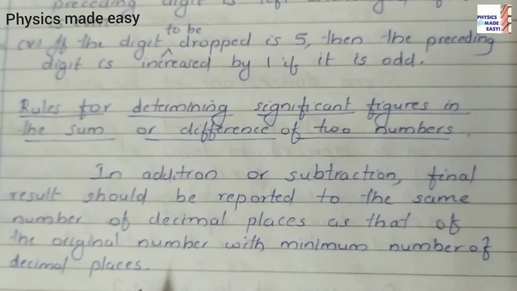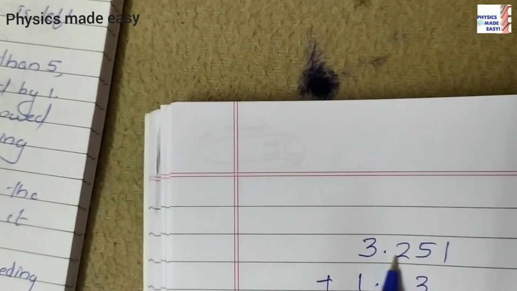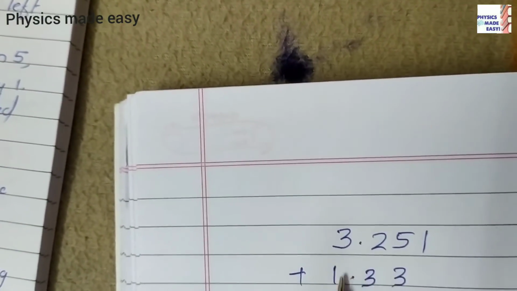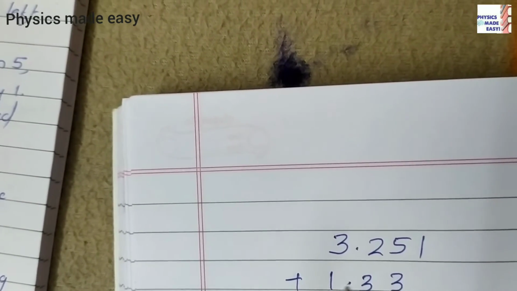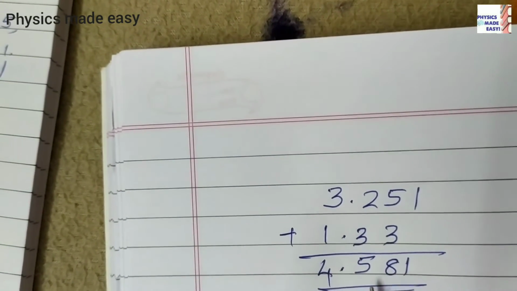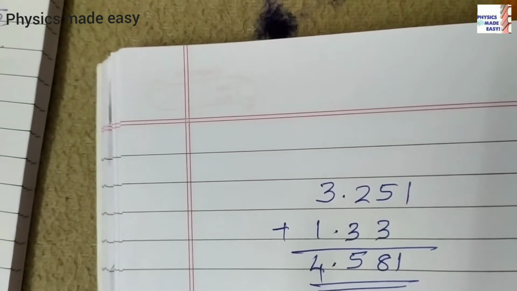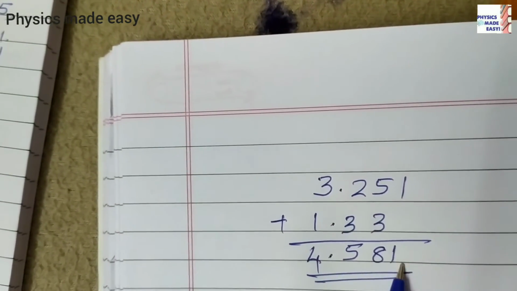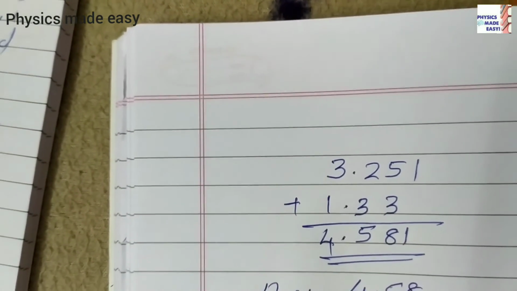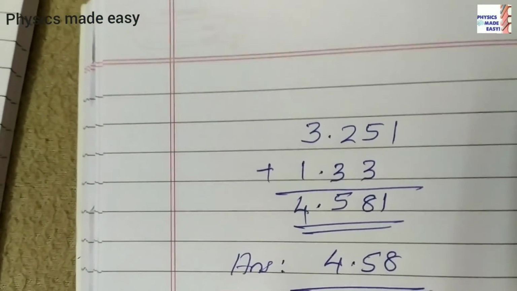If you are adding two numbers, here you can see example 3.251. It has 3 decimal places. 1.33, 2 decimal places there. Now we are adding these two numbers, 3.251 plus 1.33. You can see its answer is 4.581. In our sum, we can see 3 decimal places. But according to our rule, we have to write that answer with 2 decimal places. So we need to drop this one there, then we can write 4.58. The same thing is applicable for difference also.